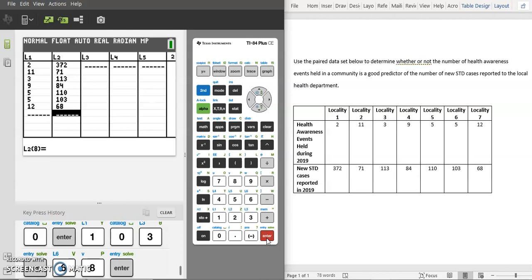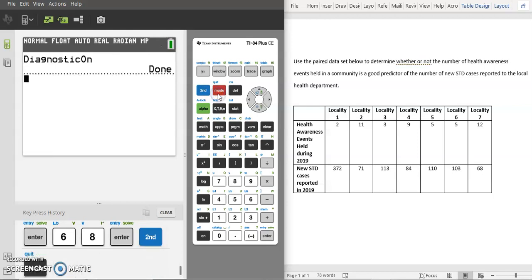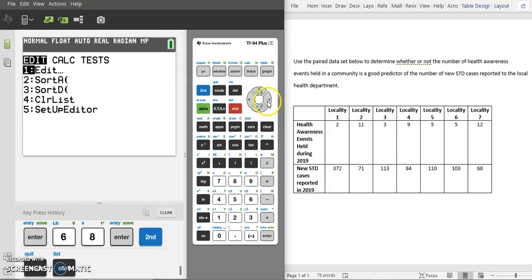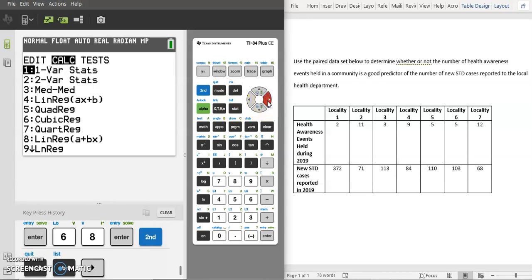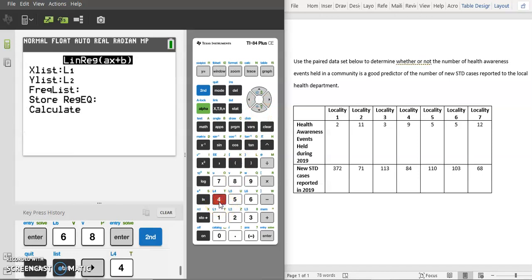Next thing we're going to do is hit second mode to go back to our home screen. And now we're going to go to linear regression ax plus b, which is what you would use to find the line of best fit. And when we do that, we will find that the correlation coefficient will be given as well. So next we're going to go to stat, calc, and we're going to choose number 4, LinReg(ax+b).